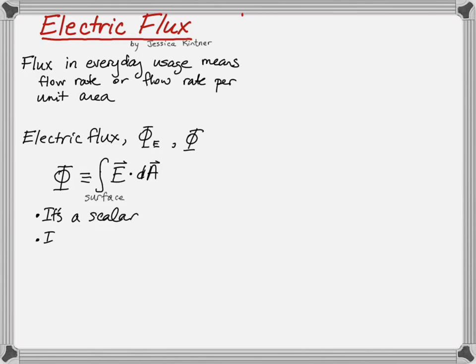As I mentioned, when you multiply two vectors together with a dot product, the result is a scalar. So flux is a scalar, and it has units of, the electric field is typically newtons per coulomb, and then area would be meters squared. You can take one of those meters and make a newton meter, so a joule, so it could also be written as a joule times a meter over a coulomb, and then a joule per coulomb is a volt, so it also has units of volts per meter.